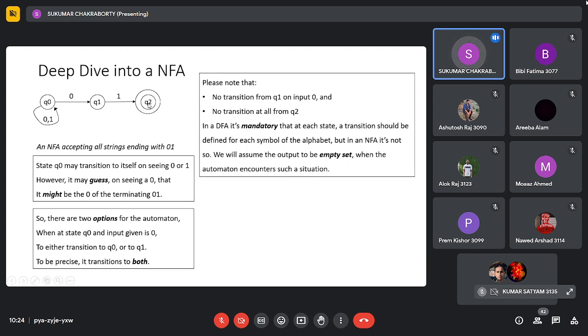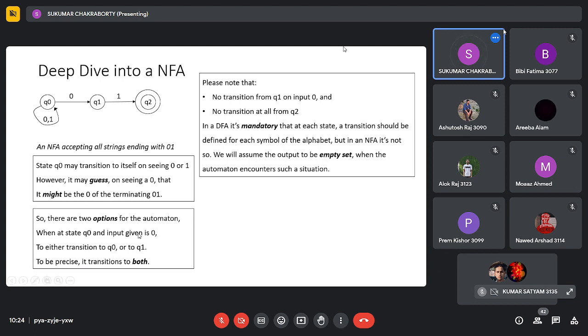Likewise, at Q2, no arrows are coming out. So at Q2, if you give it a 0 or a 1, no transitions happen. So it's an empty set. It's dead. The machine is dead. You can say that the machine hangs. It's not accepting any input at Q2. It hangs.